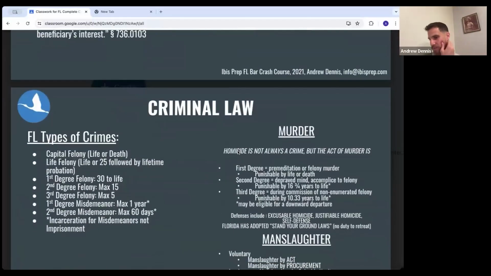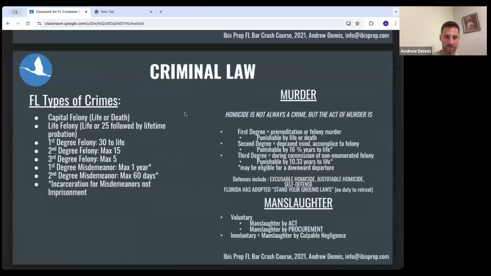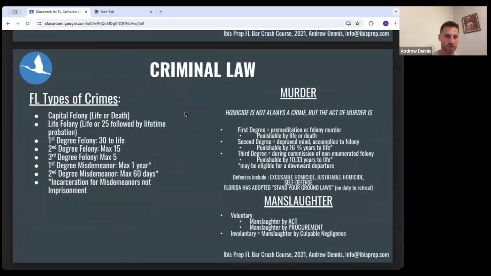Okay, so Crim Law, Crim Pro. This is kind of a strange slide. I'll talk about it, and then I might jump off the PowerPoint for a quick second. Let's just see what we got here. So types of crimes: capital felony, life felony, first degree felony, second degree felony, third degree felony, first degree misdemeanor, second degree misdemeanor, and then you can have municipal violations or things like that.